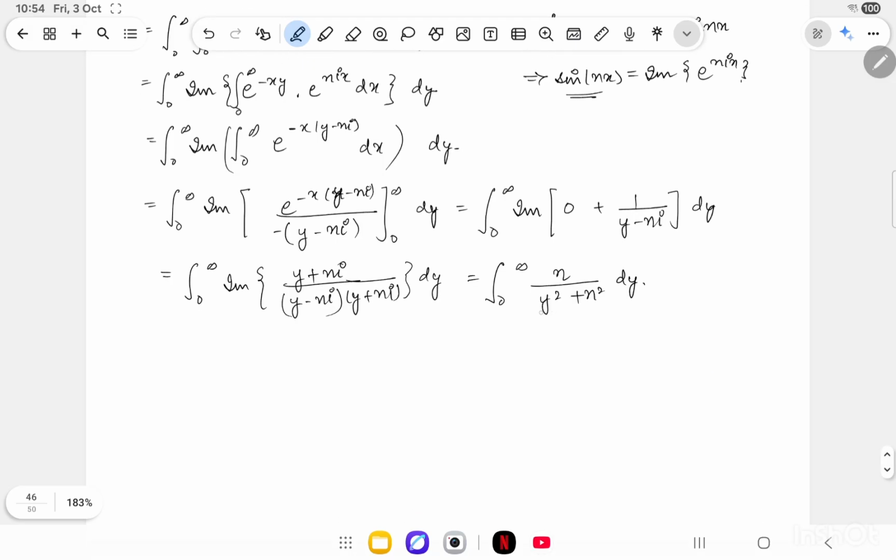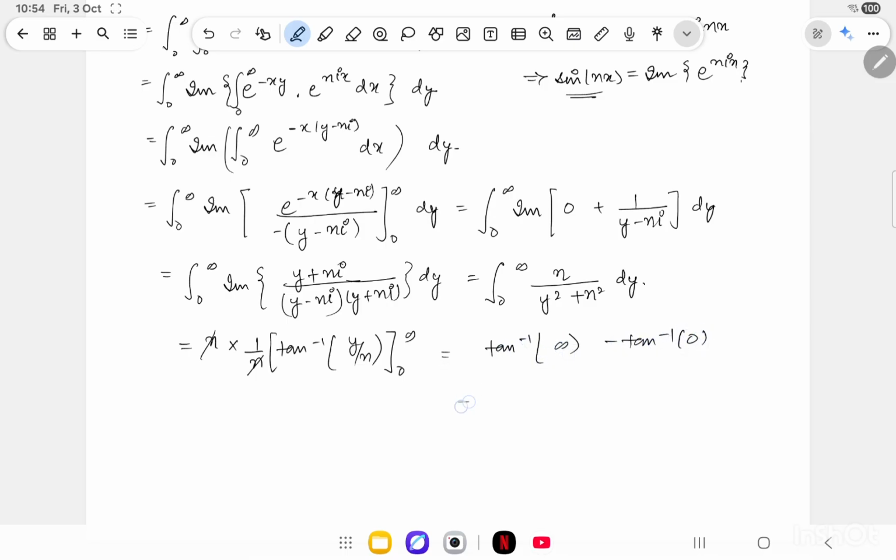Now the integration of this will be basically n into 1 by n tan inverse y by n, and the limit varies from 0 to infinity. This n and this n balance each other out, and the final value reduces to tan inverse infinity minus tan inverse 0, and tan inverse infinity is basically pi by 2, and tan inverse 0 is 0 only.